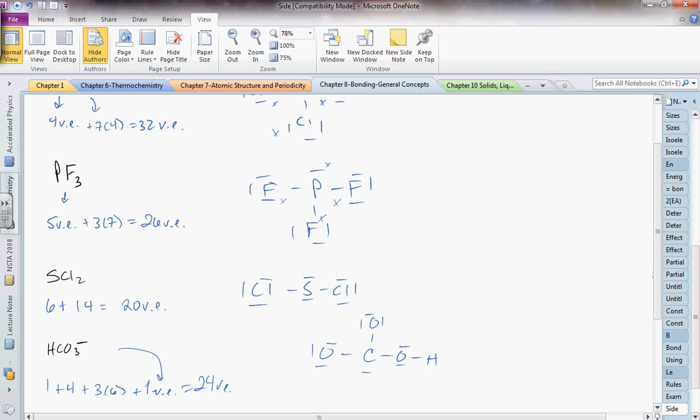Okay, and then I count the total number. So I have 8 on this side of the carbon, 8 more up here is 16, 8 more is 24, plus 2 is 26. So I have too many electrons in this.